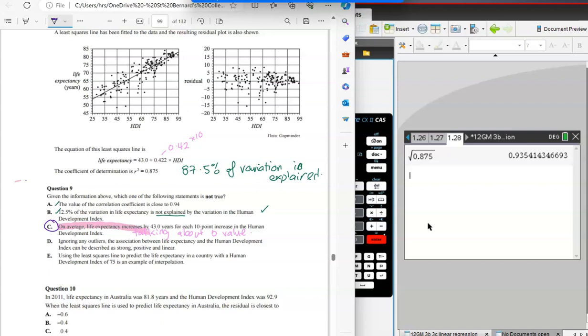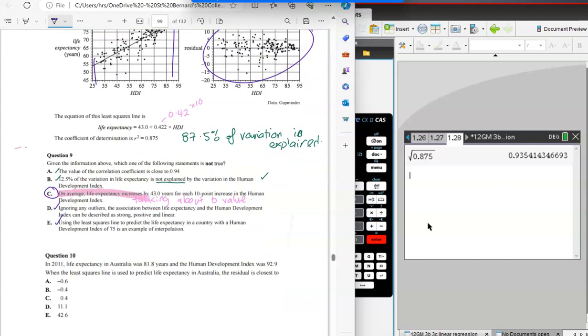If you read the other ones, let's see that they're true. Ignoring outliers, the association between them is described as strong, positive, and linear. I would say that's true because the R value is strong, the dots seem to be going in a positive way, and this shows no pattern. So no pattern suggests it's linear. So that one's good. And then using the least squares, the 75 is an example of interpolation. That is true because it's within my dots. So C is the wrong one.